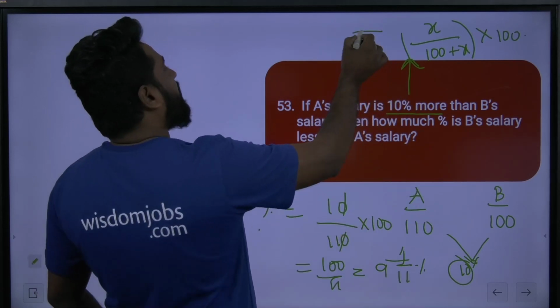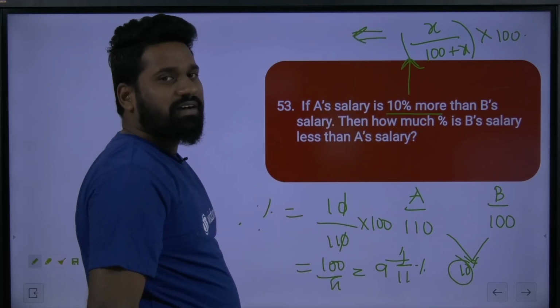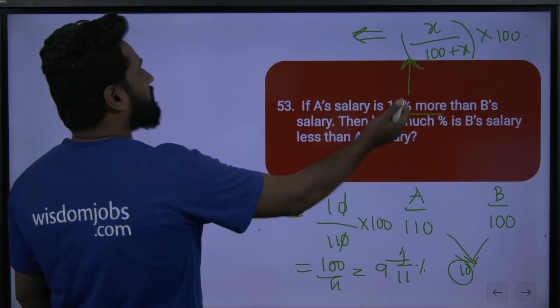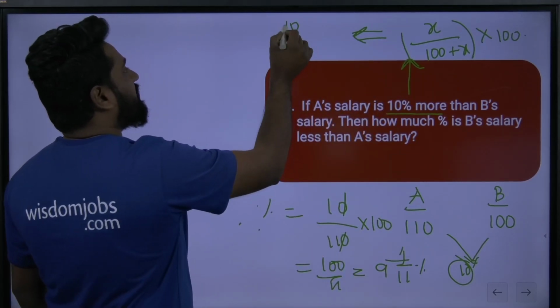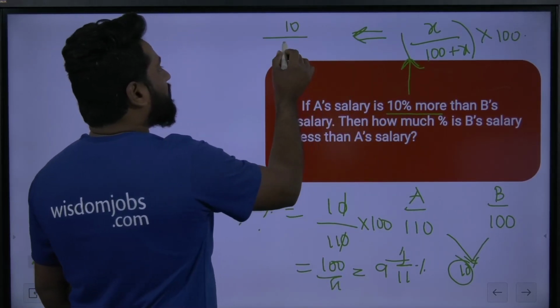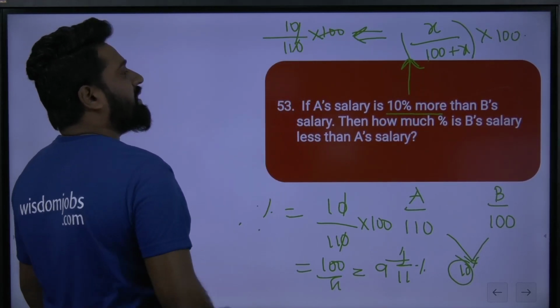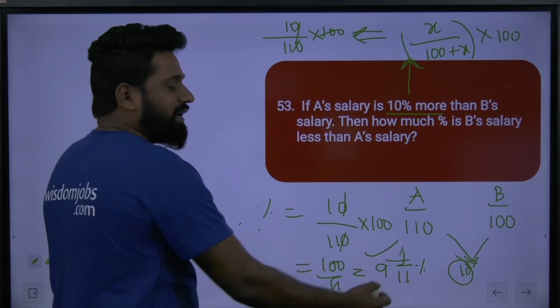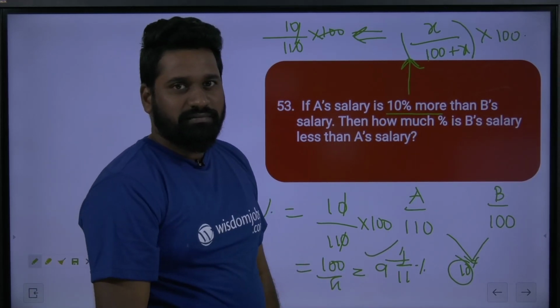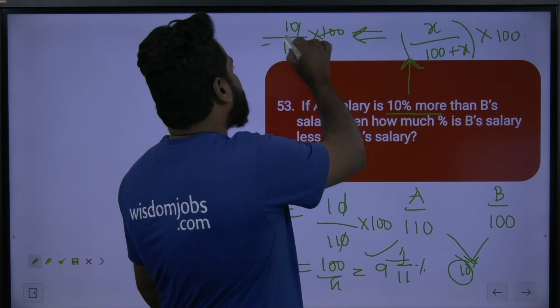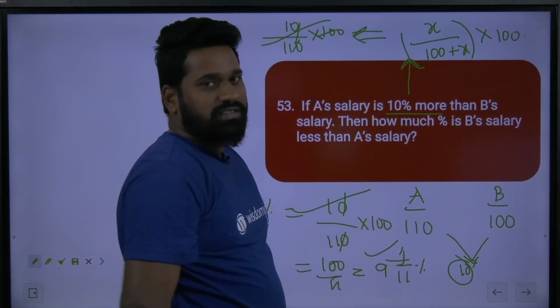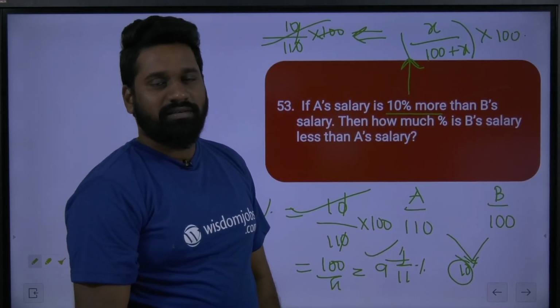Right? If you substitute in this formula also, you will get the same thing. That is, x is nothing but 10%. 10 by 100 plus 10, 110 into 100. That is 100 by 11. 100 by 11 is the same as 9 1 by 11 percentage. Is it clear? This is by using the formula. This is the direct method without using the formula. Clear?